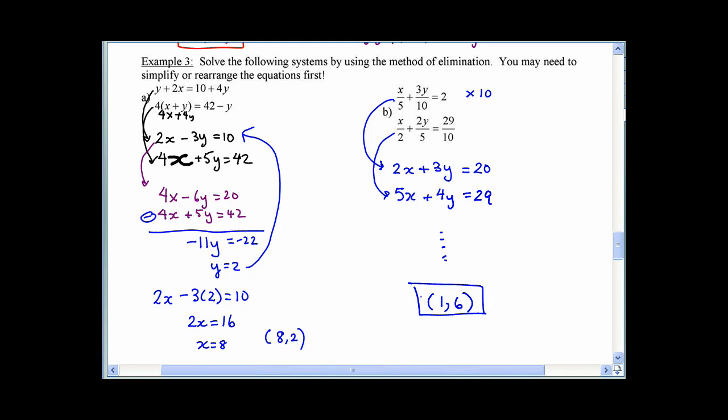By the way, you need to show your work. Don't just copy my answer, 1, 6. I'll be checking to make sure you showed your work. Haha.